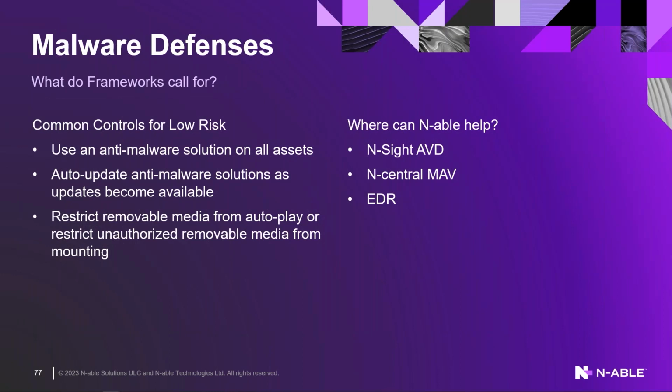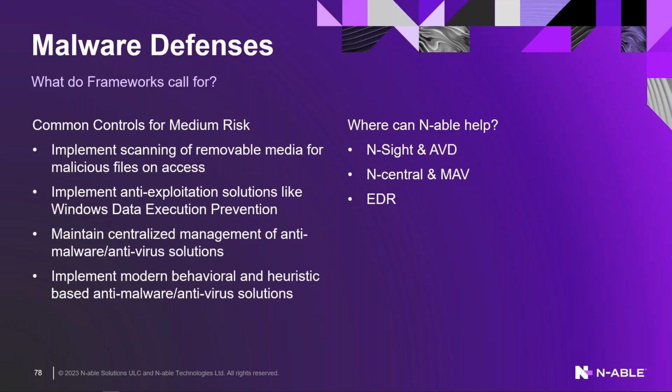So the more high risk an environment is, the higher the profile of that environment, the more they're going to ask you to do to protect that environment from malware and ransomware. Common low risk controls that are asked for: they're asking that you have an anti-malware solution on every endpoint. That's a given. Auto update anti-malware solutions as they become available, and restrict removable media from autoplay. Those are all things that they're all going to be asking for in some way, shape, or form.